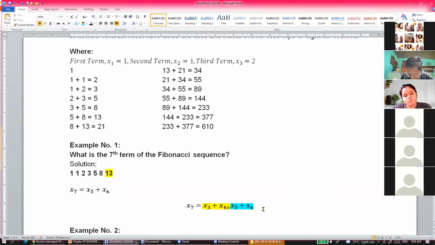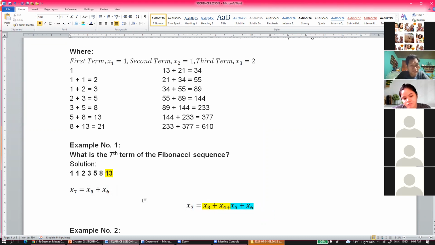Ibig sabihin yan, we will not stop computing hanggang yung mga nakikita natin hindi x sub 1 at x sub 2 na lang. Hanggang hindi maging x sub 1 at x sub 2 yung mga nakikita natin, we do not stop. Okay?